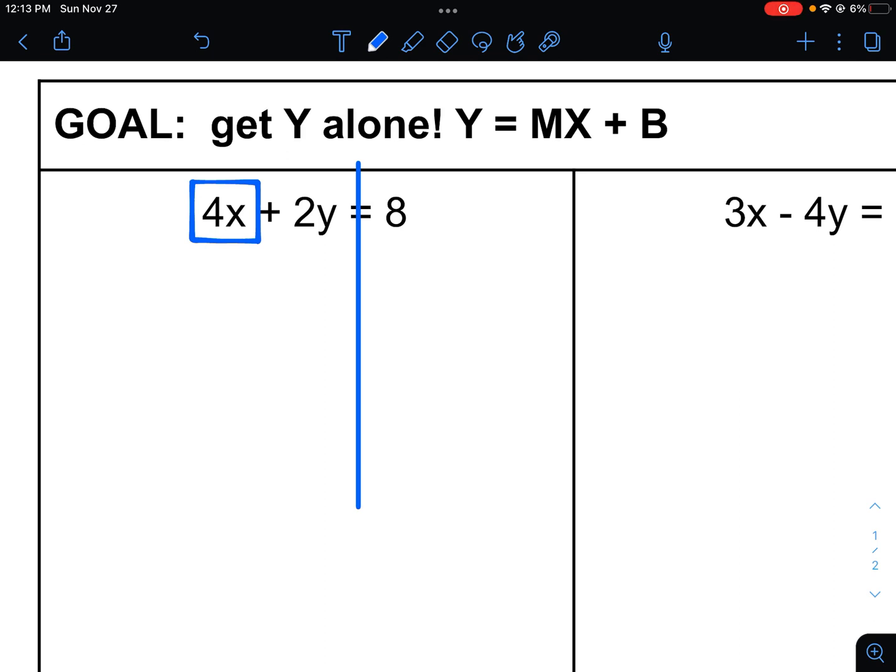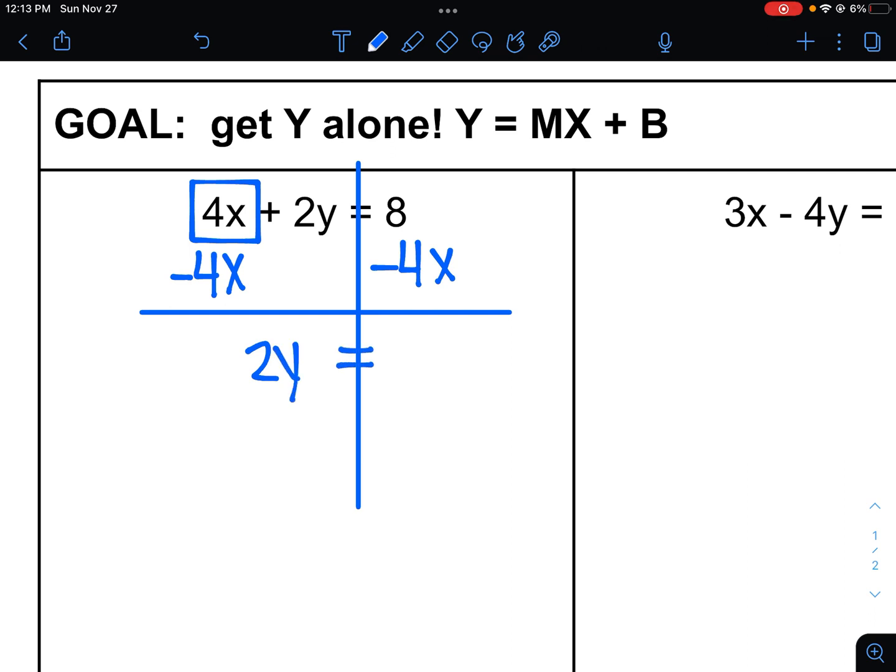So in order to do that, we're going to use our inverse operations. So we're going to start by subtracting 4x on both sides. That takes our 4x's down to 0 and leaves us with 2y on the left. And then we're always going to make sure that our mx term is listed first. And then we put our constant term or our b term second. So negative 4x plus 8.